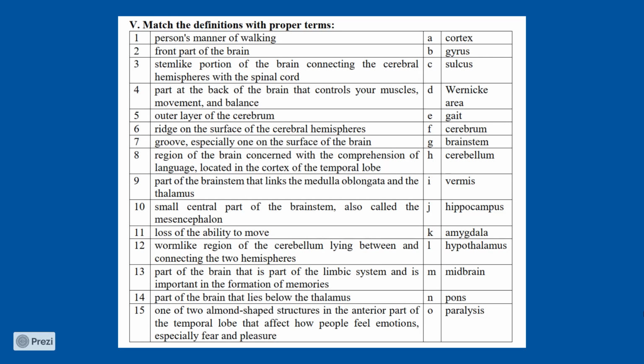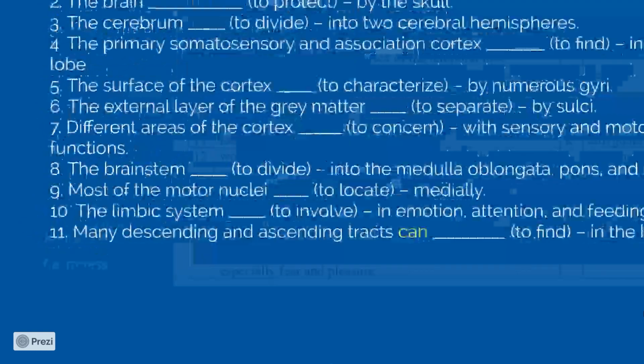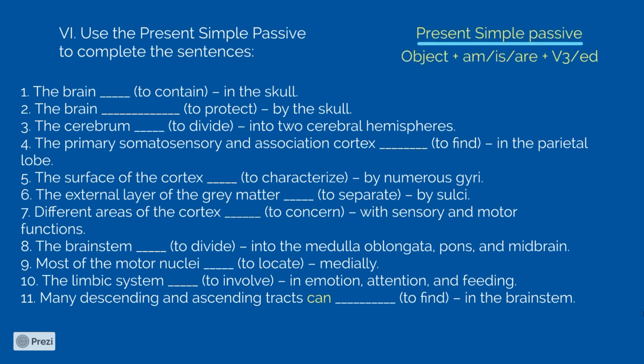I'm sure the exercise number 5 will be easy to accomplish. You have to match terms and their definitions. Let me just draw your attention to the word almond. No sound L again, same as calmness that I've mentioned before. The exercise number 6 is a grammar revision. We've talked about the passive voice in the previous video. The link to it in the description, of course.